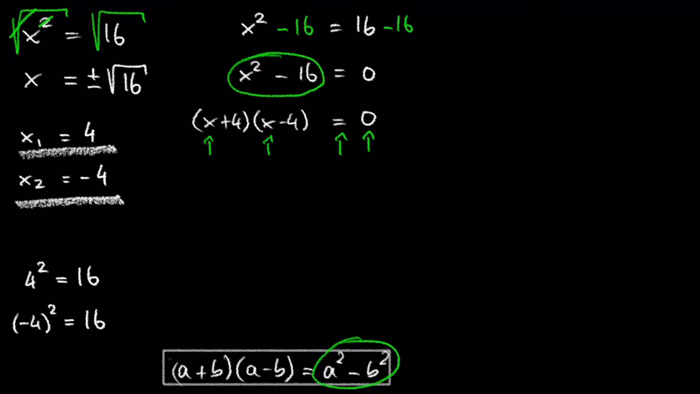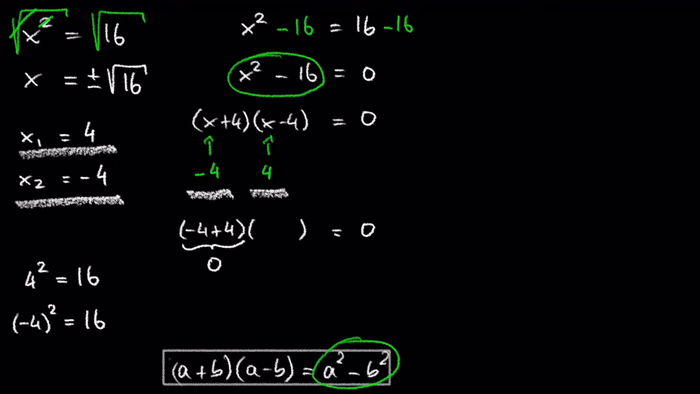The first set of parentheses equals 0 when x is negative 4. And the second set of parentheses equals 0 when x is 4. Let me plug in the negative 4 to show that. Negative 4 plus 4 is 0. No matter what we have in the second parenthesis, the zero product property says 0 times something is 0.